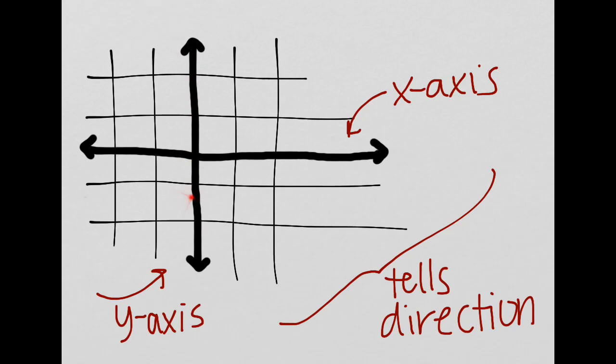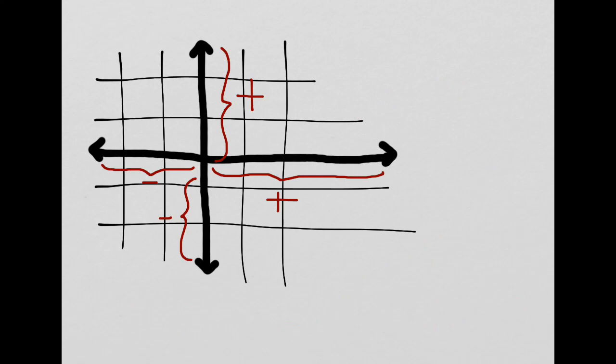This vertical line is called the y-axis. And this horizontal line is called the x-axis. Basically, this tells direction. Okay? Now, the right-hand side of the x-axis is positive, and the left-hand side of the x-axis is negative. The upward side of the y-axis is positive, and the downward side of the y-axis is negative.